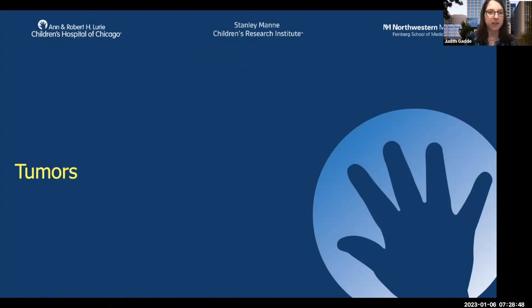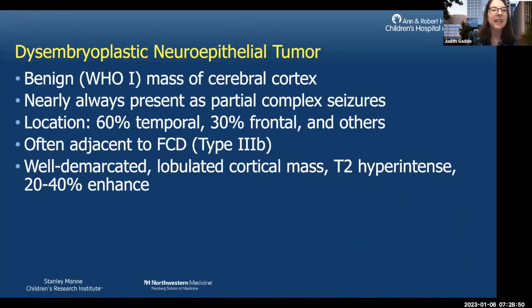So this is not just a talk about pediatric epilepsy. And one of the tumors is what we often abbreviate as DNET, which is a dysembryoplastic neuroepithelial tumor. This is a WHO grade 1 mass of the cerebral cortex. I will say here I need to update my slides and put these WHO grades as alphanumeric, or the typical numbers, instead of Roman numerals, because that has changed since the 2021 classification.